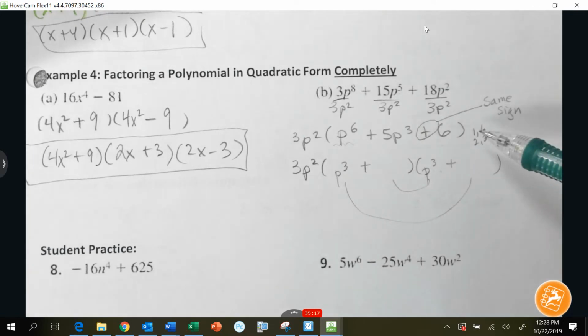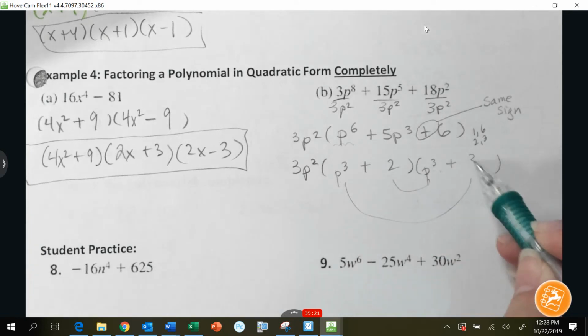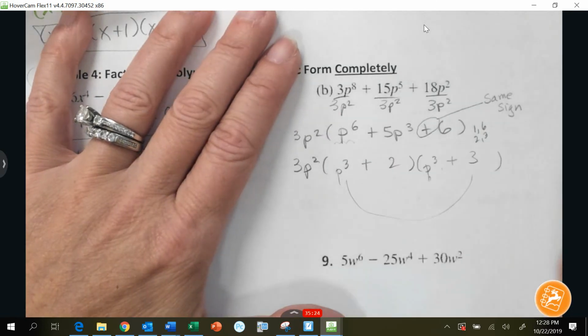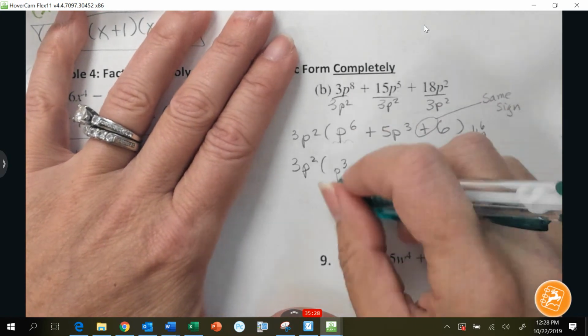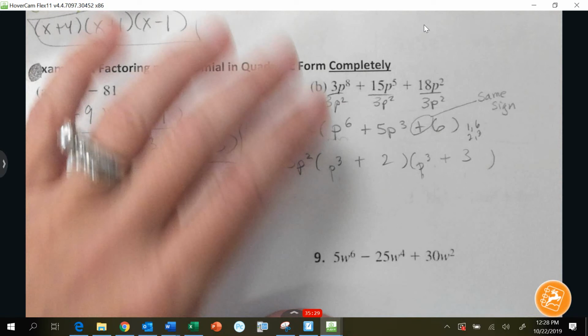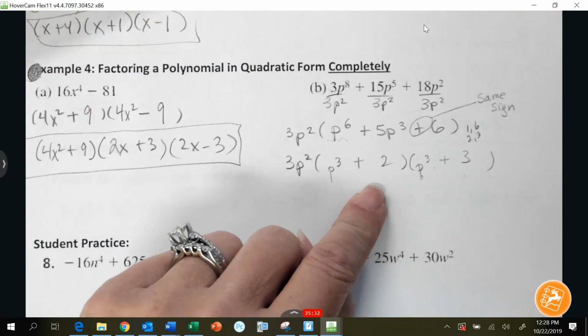Okay, so now am I going to use 1 and 6 or 2 and 3? 2 and 3. And we can do what I just drew, a little check it. It does work, but now we got to see if these go further. Do we have perfect cubes?